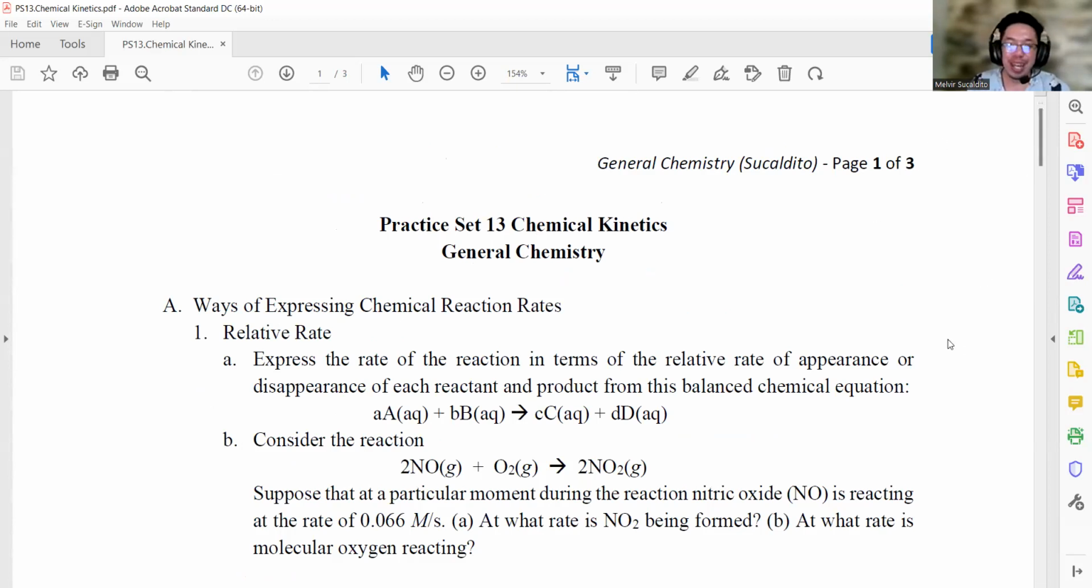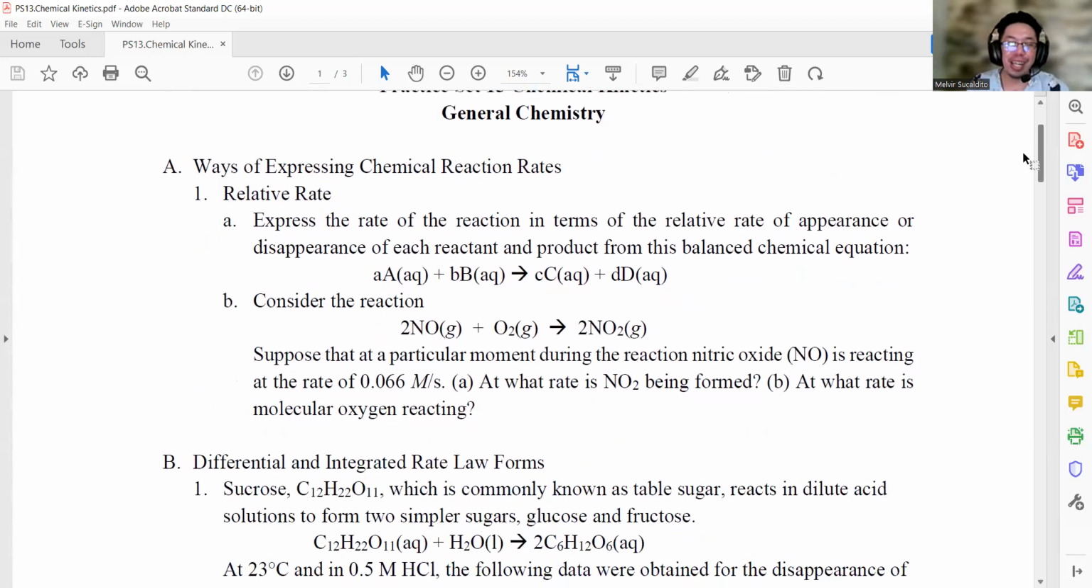For letter A, we have the ways of expressing chemical reaction rates. 1A is very easy. Just write the relative rate of appearance or disappearance for each reactant and product from this balanced equation. It's a generic one.